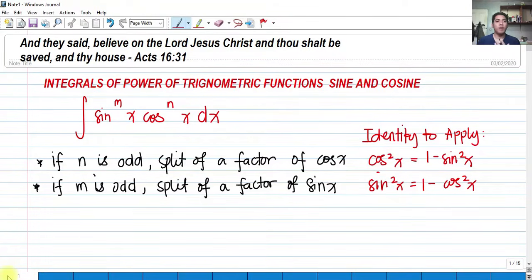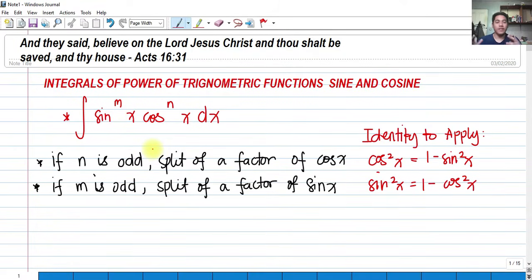Hi, so for today we're going to talk about integrals of powers of trigonometric functions, more specifically the sine and cosine. So basically, this is a part of integral calculus, and how do we solve a given integral like this, such that we have the integral of sine raised to m x cosine raised to n x dx, where m and n are powers greater than 1.